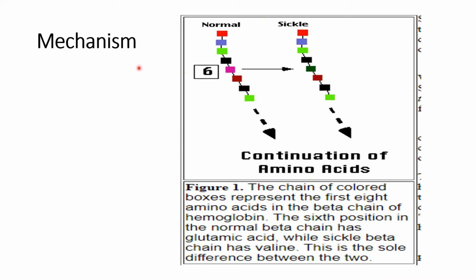The mechanism of pathogenesis in sickle cell anemia. Already we know that the hemoglobin consists of 4 chains, 2 alpha and 2 beta chains. In sickle cell anemia or sickle cell disease, the beta chain of the hemoglobin gets affected. Normally, the beta chain consists of 146 amino acids. You can see here the colored boxes, suppose each is an amino acid. In the 6th position of the beta chain, it is normally glutamic acid. The 6th amino acid is glutamic acid in the 146 amino acid chain.